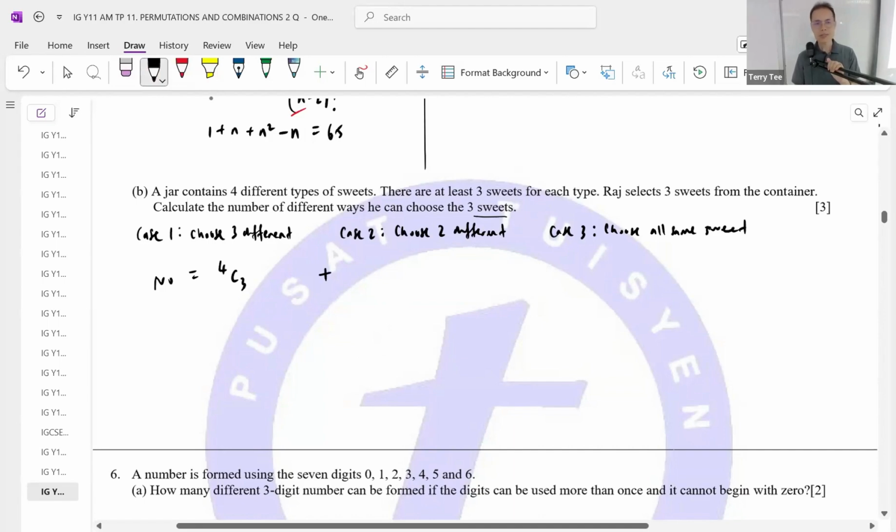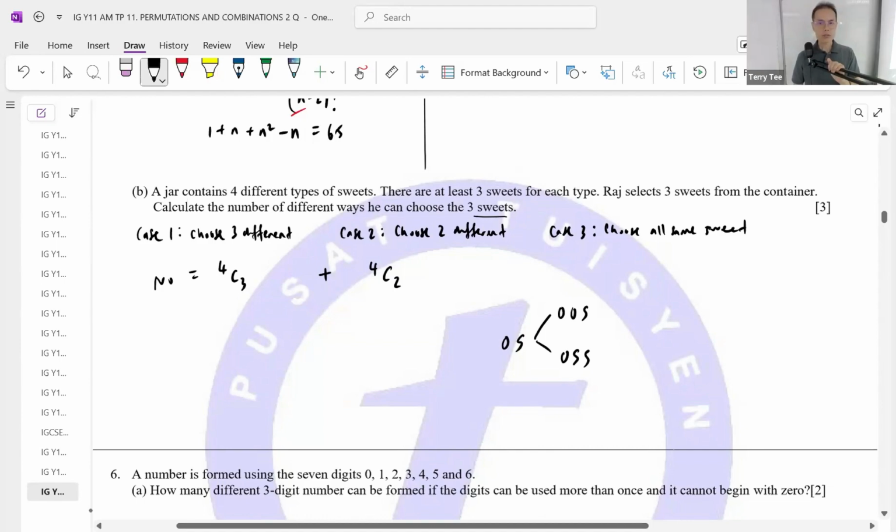Now 2 different sweets, however, it's a bit unique. Why do I say it's unique? Because first you choose two candy, let's say, for example, I choose orange and strawberry. Now the problem is one of them has to be repeated. I can have 2 oranges and 1 strawberry, or 1 orange and 2 strawberry. So first we decide which 2 sweets I have to choose, then I need to decide which one to be repeated.